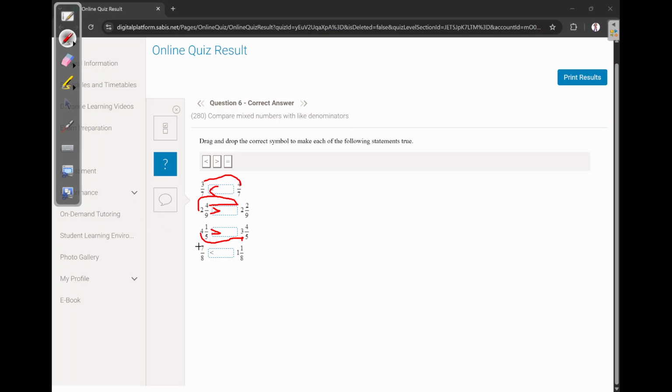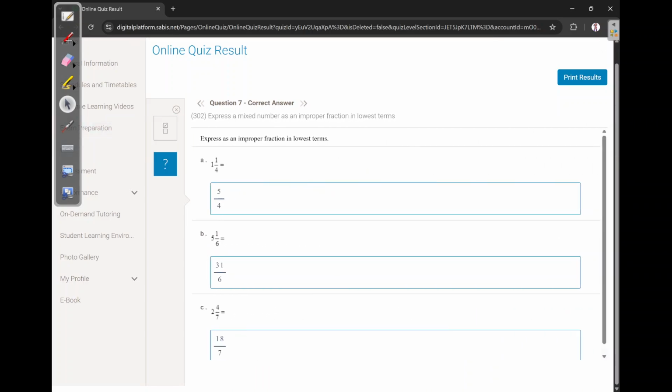7 over 8. Is there a whole here? No. And then we also check, so we know it's wrong. And then we also check here, which is also wrong. Even if the whole matches, the numerator does not matter. But if the whole is the same and the numerator is different, then the bigger numerator is bigger because they have the exact same whole.